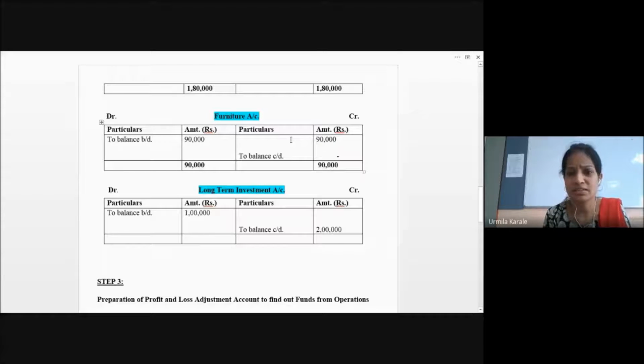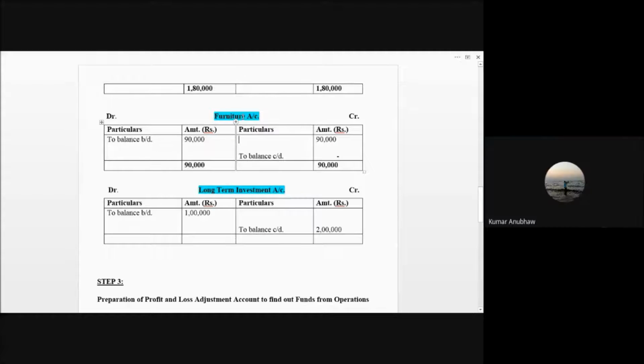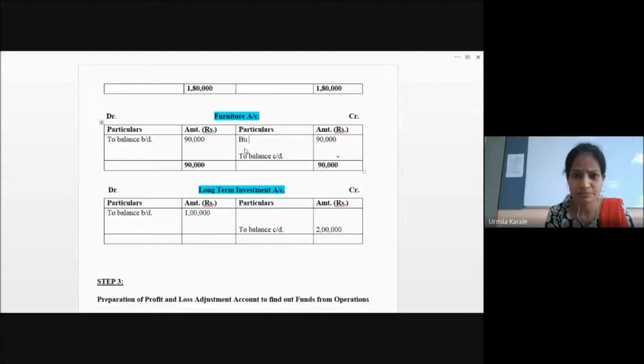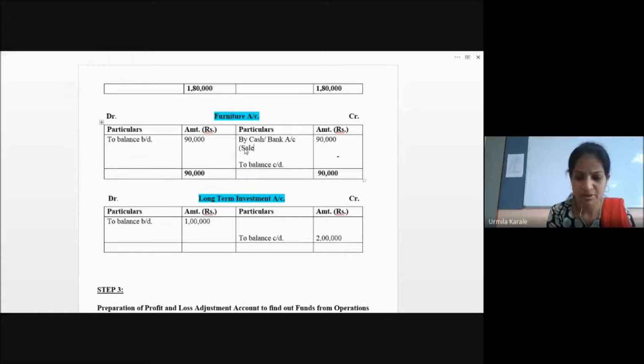So what this 90,000 may be when your furniture account will get credited. This is a real asset. Sales. Yes, sales. You can write this when you are selling the furniture. Furniture goes out and cash comes in. Cash account debit to furniture, means furniture account credited by cash or bank. So this is sale. It may have happened.